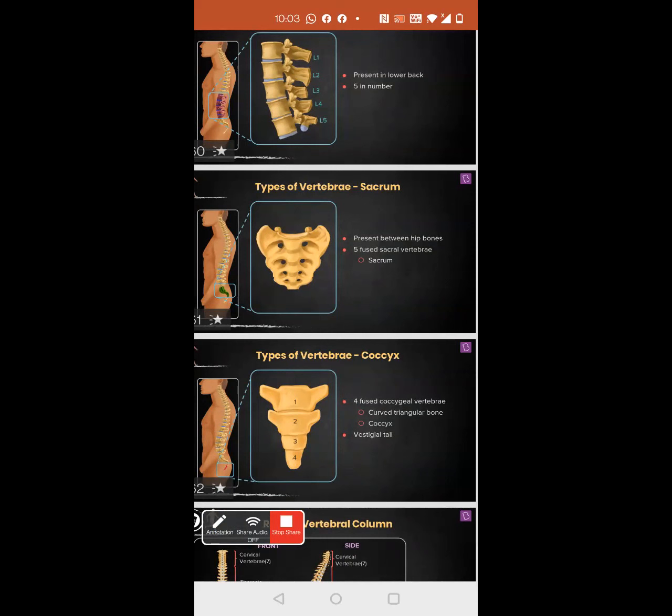Now tell me totally how many bones do we have in the vertebral column? In cervical 7. In thoracic 12, very good, 19. Then 5 in lumbar, very good, that is 24. 5 in sacrum fused, 5 in coccyx fused, so 34.